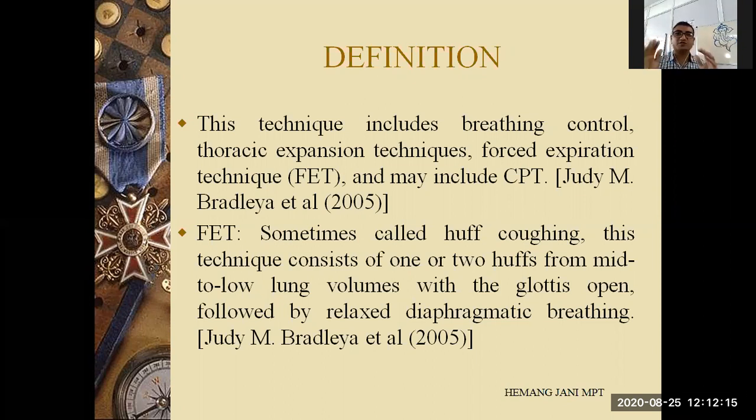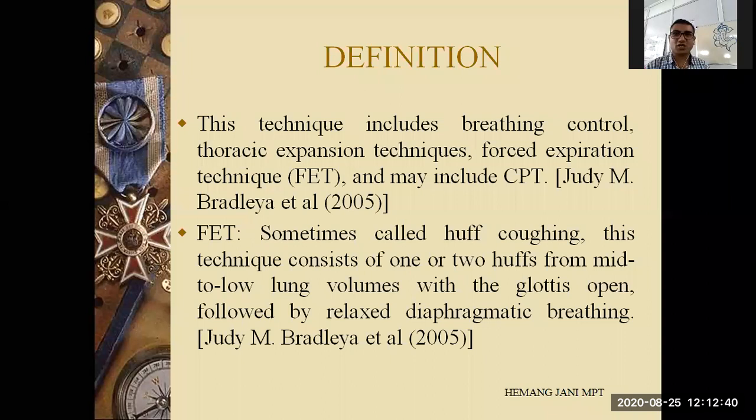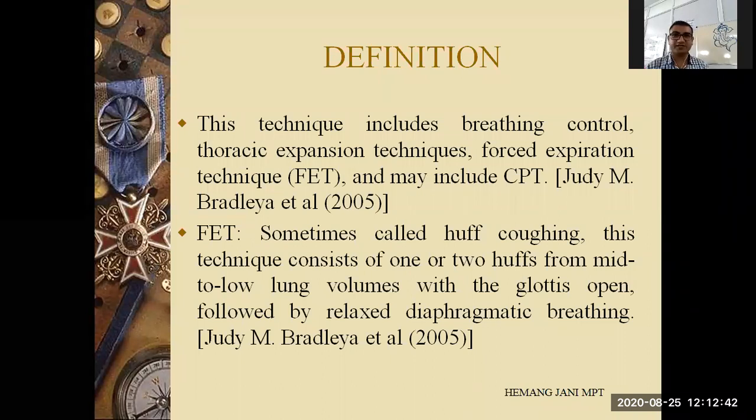So with the breathing control, it is one type of breathing exercise, a normal diaphragmatic breathing exercise. Then thoracic expansion exercise, we can ask the patient to go for expansion exercise. Then we'll go for coughing and huffing, that is there in the forced expiratory technique. So FET, sometimes it is called huff coughing, and which consists of one or two huffs with the mid and low lung volume with the glottis open.